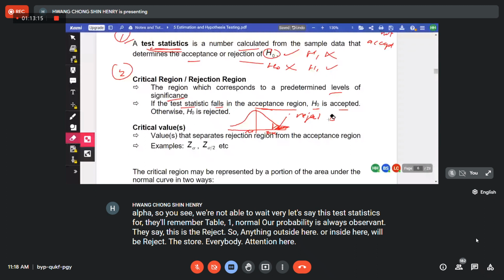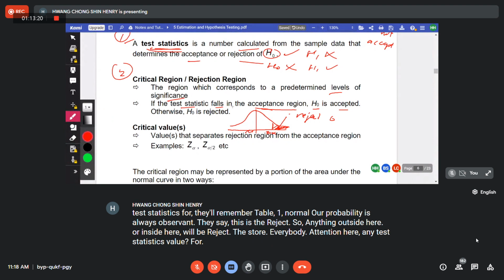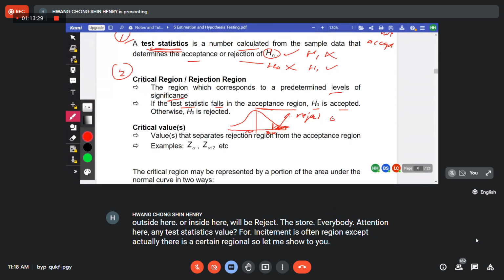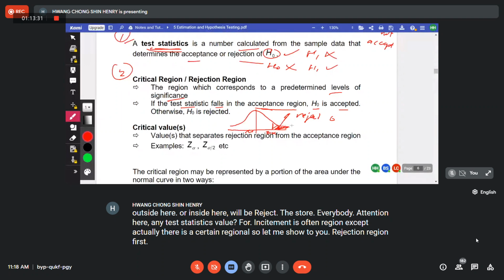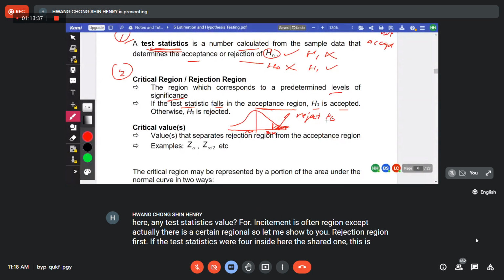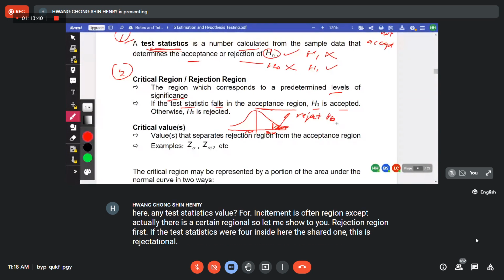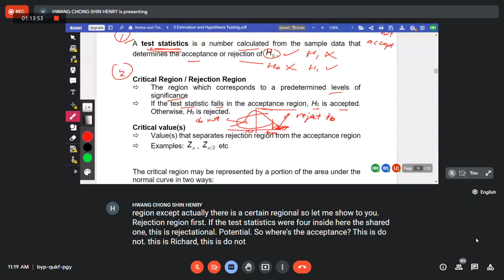Everybody pay attention here. Any test statistics value inside the acceptance region, accept. Okay, I'll show later where the acceptance region is. So let me show you the rejection region first. Now, if the test statistics fall inside here, the shaded one, this is reject H0. Reject H0. So where's the acceptance? This one, the big one. This is reject. This is do not reject, which means accept.